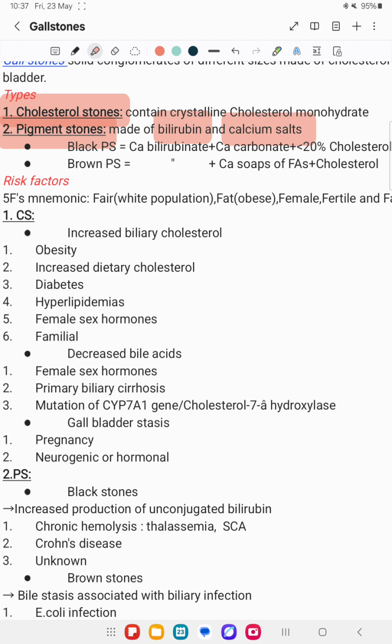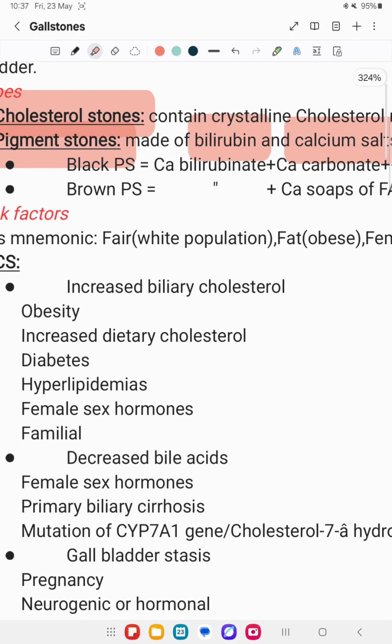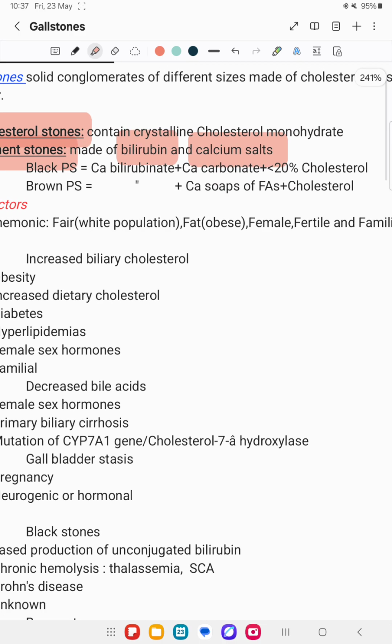Now these pigment stones can be of two types further. They can be black pigment stones or brown pigment stones. Black pigment stones are made up of calcium bilirubinate, calcium carbonate and less than 20% cholesterol. Brown pigment stones are made up of calcium bilirubinate, calcium soaps of fatty acids and cholesterol. So basically what we can remember is that black and brown pigment stones both consist of calcium bilirubinate, calcium and cholesterol. The only difference is that in black pigment stones there is calcium carbonate, whereas in brown pigment stones there are calcium soaps of fatty acids.